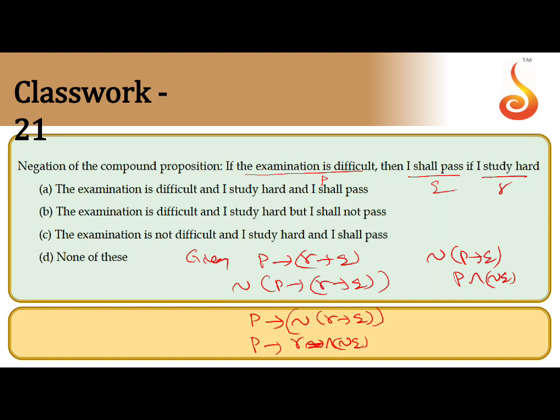If the examination is difficult, so first is difficult, take the first option. The second one, not difficult, you can't take, and R is also the same. That means if the examination is difficult and I study hard and I shall pass, all are positive only. But here negation is there, not pass means not pass here. Option B is correct only. So first take the condition properly and take the answer based on the property.